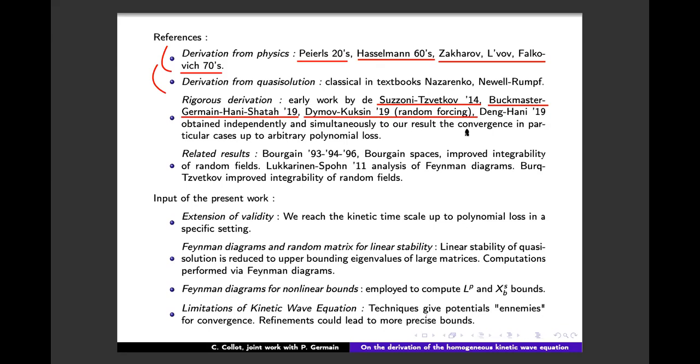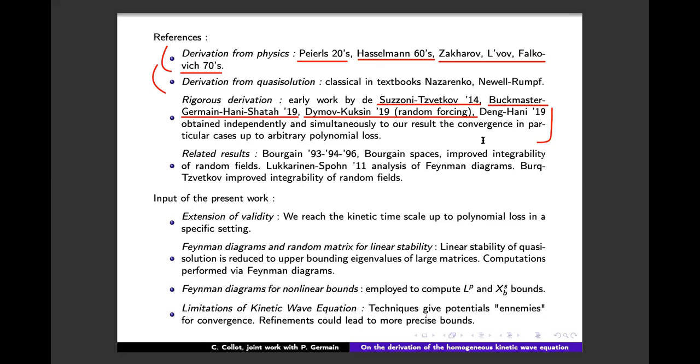And very recently, by Yu Deng, who was asking the question before, and Zaher Hani, there was a simultaneous result to ours, in which they proved that in some particular regimes, maybe I will have time to comment on that, you can prove that your solution will live until a very big time, almost reaching the kinetic time, the time at which you can see statistically some nonlinear change, up to an arbitrary polynomial loss, which is the first time that it was shown in this problem.